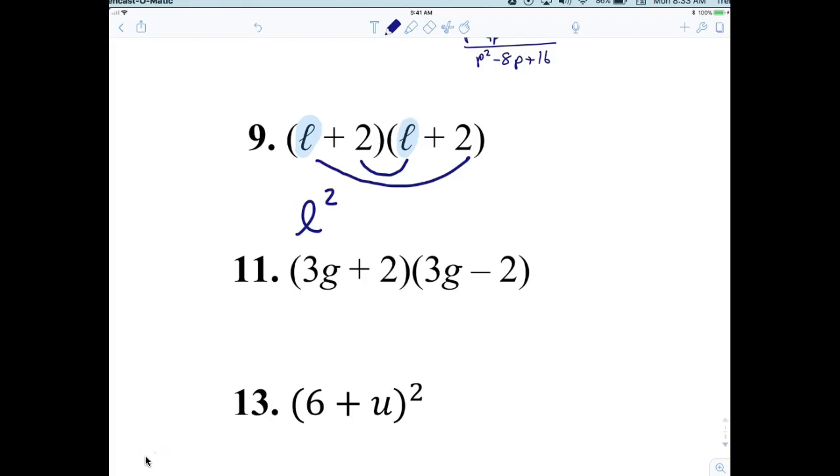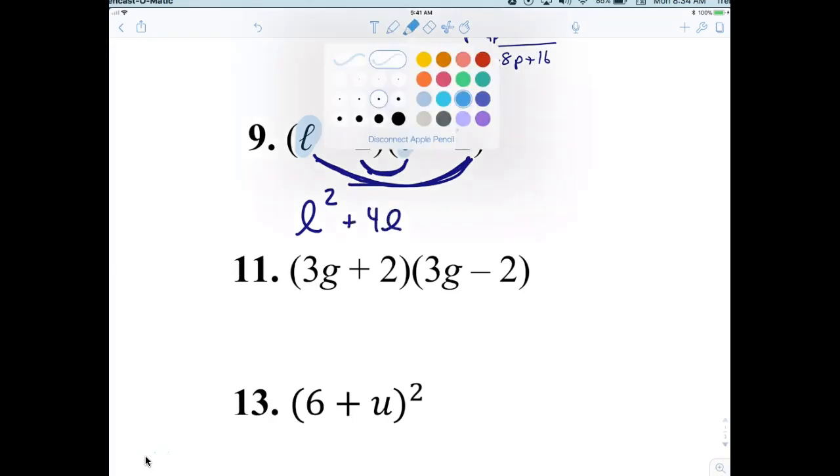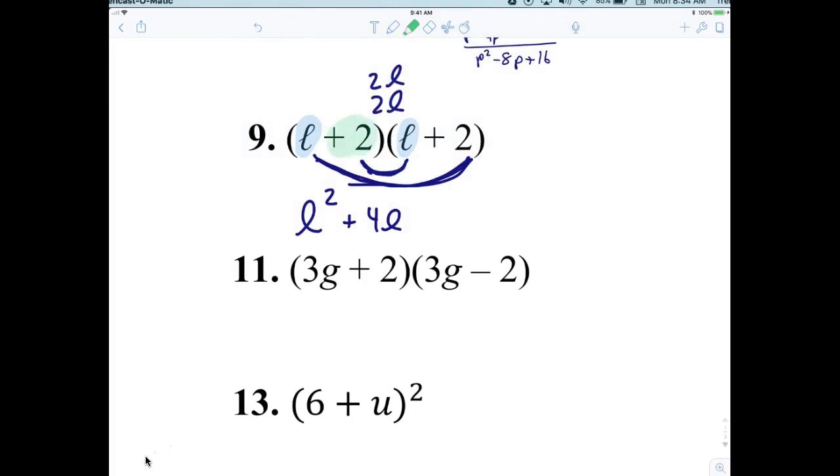So when you see this right here, 2 times L is 2L. 2 times L is 2L. When you add them together, you get what? 4L. So that would be a positive 4L. And then what happens is you always multiply the last two together. So that makes it a what? A positive 4. That makes it a positive 4.